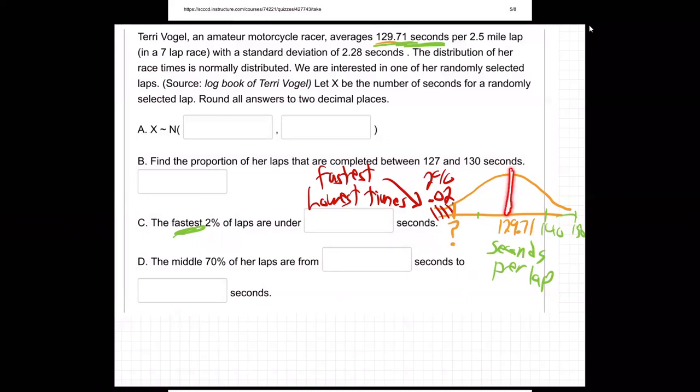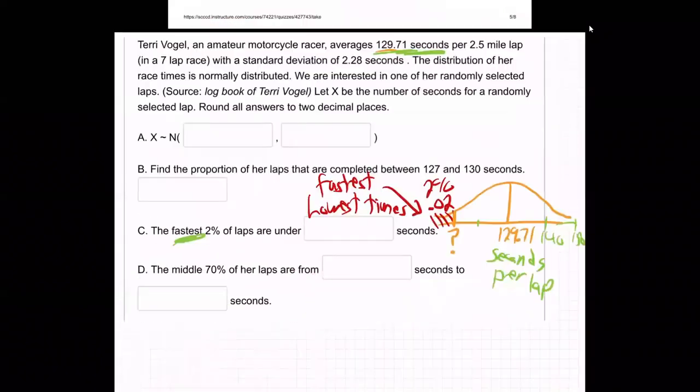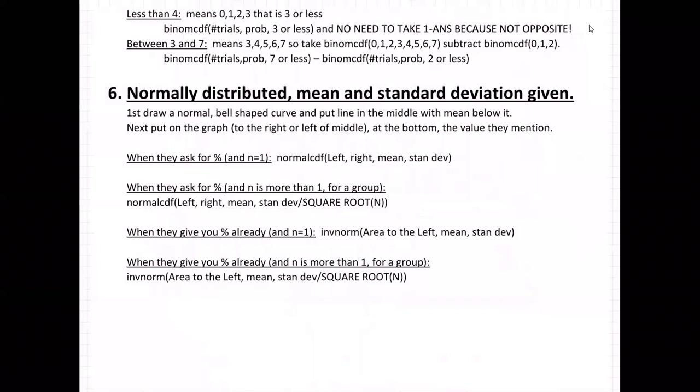Her fastest 2% are under how many seconds? So this is 129.71 in the middle. That's her average. If she goes above that, like 130, 140, she's going slower than average, a longer time to finish. So maybe this is down at 120 seconds, maybe 115, maybe 125. I don't know. Something below 129, isn't it? What is the mark that puts her in the fastest 2%, the lowest time 2%? How do we find that? Well, notice they're giving us a percentage. You go to the exam notes. Here, let me show you those real quick. Here's the exam 2 notes.